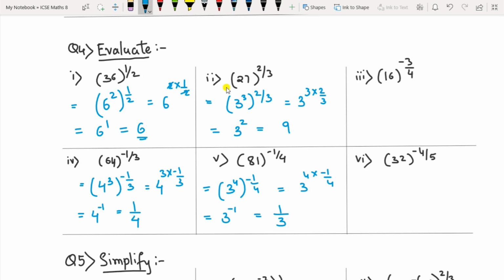Okay. So this is 27, 2 by 3, 27. So here the denominator having power 3 here. So split this number to a number having the power 3. So that becomes 3 cube. Okay, so 2 by 3. So multiply it, 3 will get cancelled, it will remain 3 square, that is 9 here.